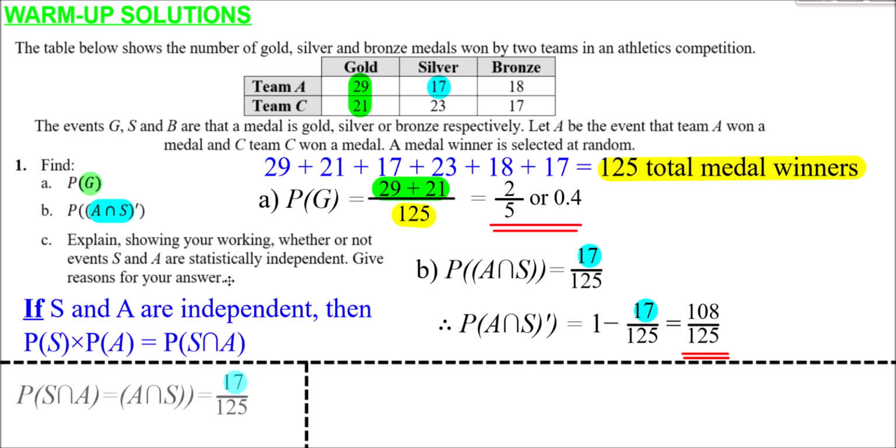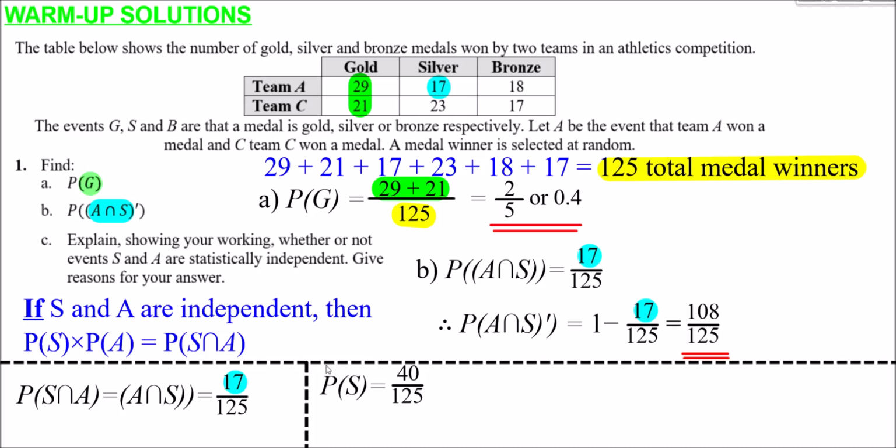First of all, the probability of S intersecting A we had from before in part B's working: that was 17 silver medal winners in Team A out of a grand total of 125 medal winners. So we need to now see if P(S) times P(A) gives us this. If it does, then A and S are independent, and if it does not, then they're not statistically independent. First of all, the probability of a silver medal winner is 40 over 125. That's because the total silver medal winners are 17 plus 23, which is 40, out of 125 people.